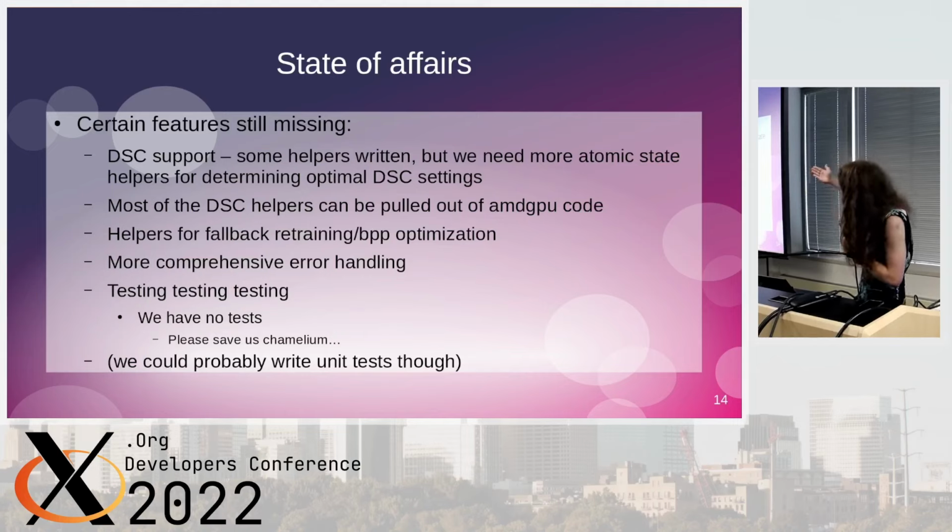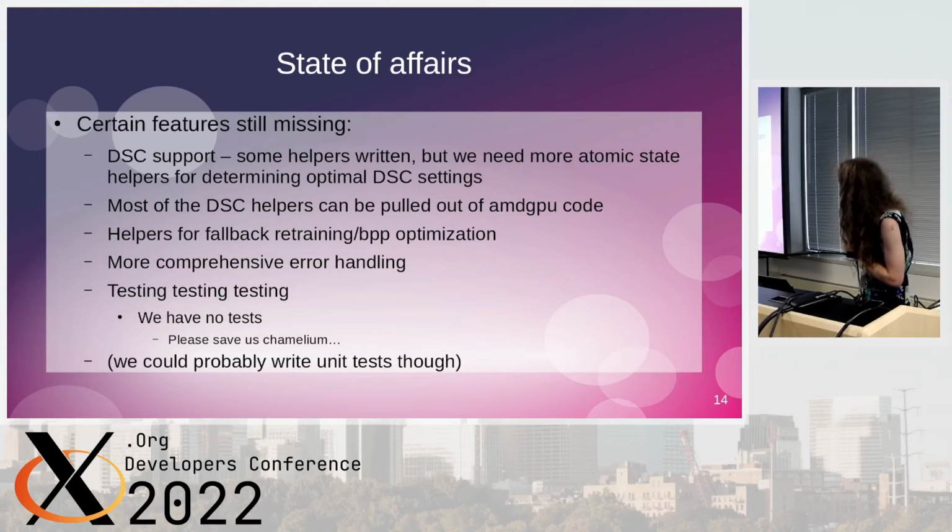Most of the code can probably be taken from AMD for this, luckily, and a lot of it isn't too bad. I've gone through most of it, and a lot of it seems pretty sensible. There are also some other nice things we'd like to have, like fallback retraining, for instance, retraining at a lower link rate if there is some sort of issue that prevents us from going at a higher link rate, and still being able to set up the same display setup if it fits in the new bandwidth limitations.